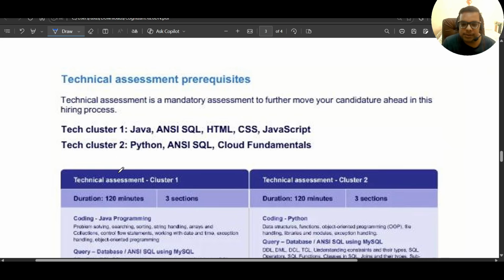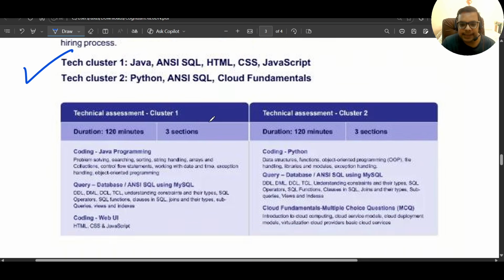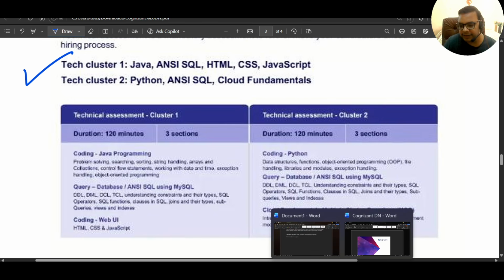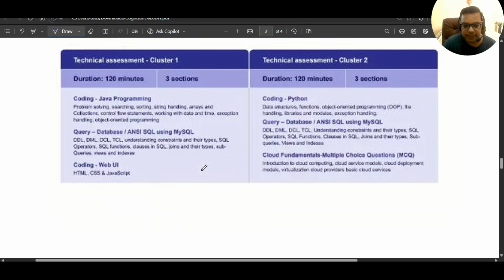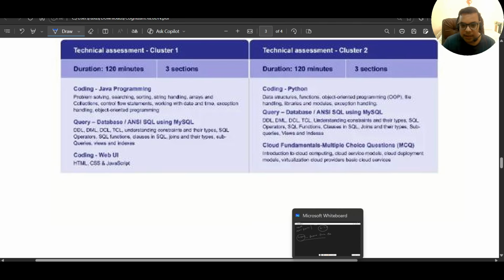Okay, because the next section you will be looking at is the technical assessment. For the technical assessment there are a total of three clusters. If they are hiring only for the Java cluster, then there will be only the Java cluster for you. Now let's discuss the Java cluster. For the Java cluster, there are basically three sections, and the timing is around 120 minutes.